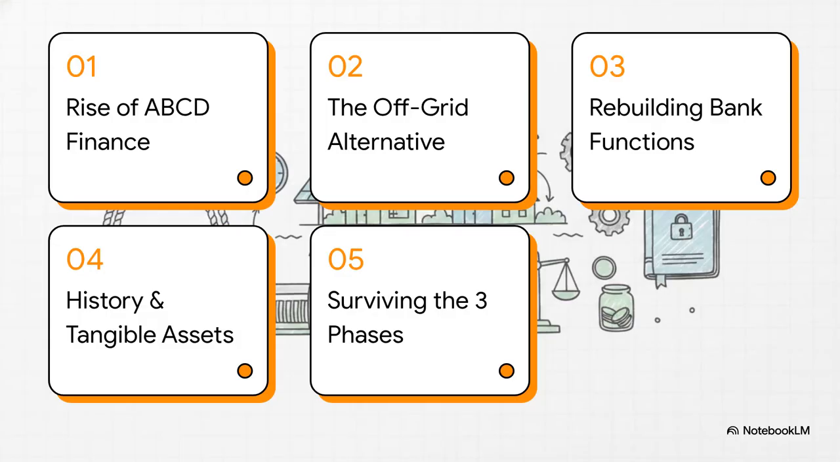Okay, here's our roadmap for today. 1. The rise of ABCD finance. 2. The off-grid alternative. 3. Rebuilding 10 bank functions. 4. History and tangible assets. And finally, 5. Surviving the 3 phases. Let's get right into it.